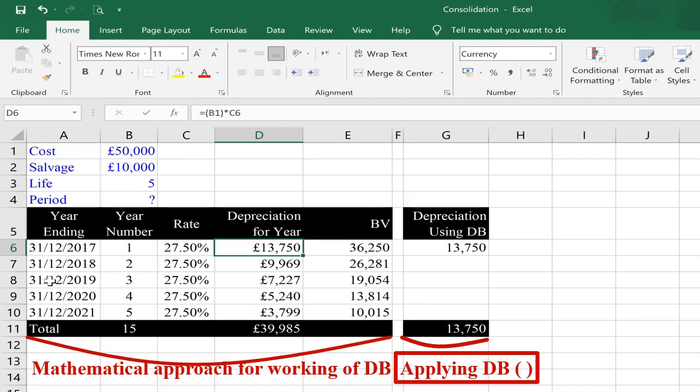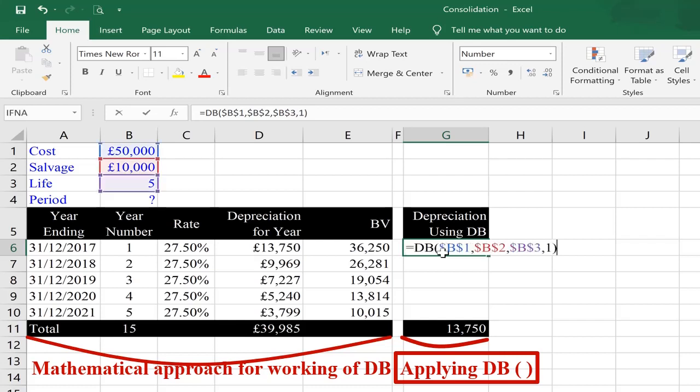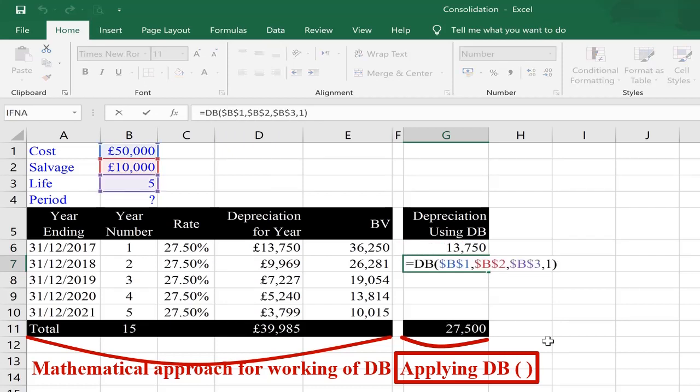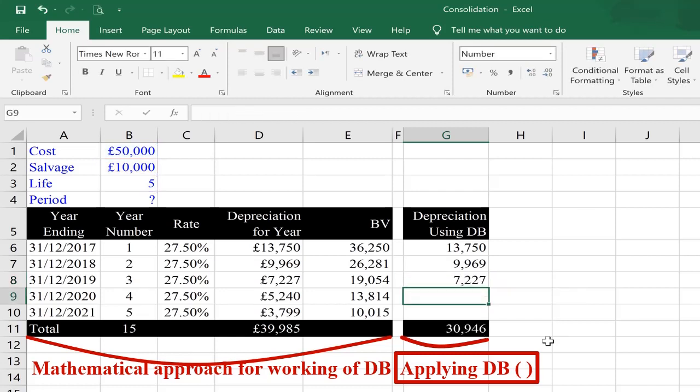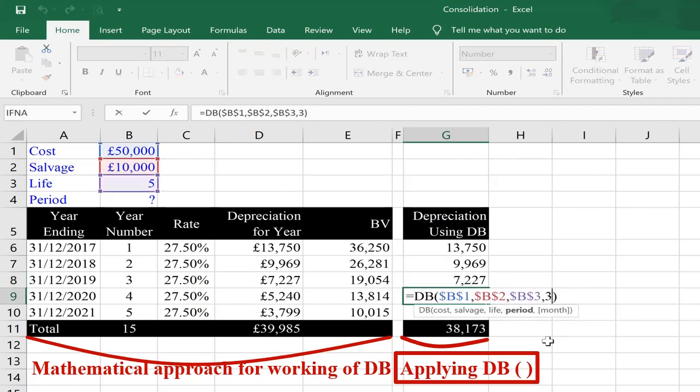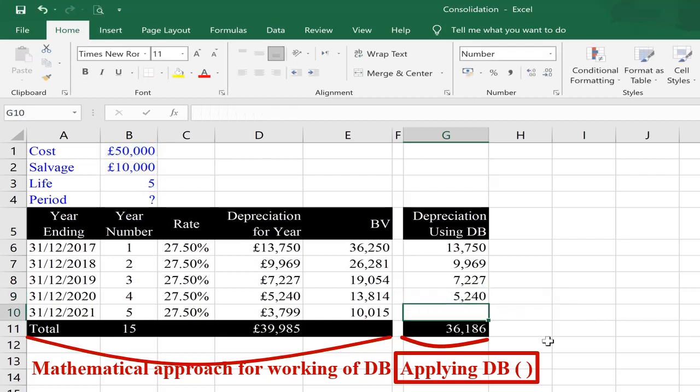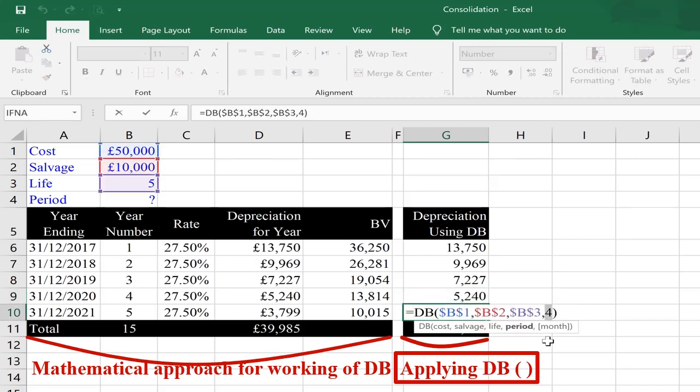Now we are going to apply the declining balance function right over here. Cost comma salvage comma life comma period. Period is number 1, meaning the first year of depreciation. Copy for period number 2, copy for period number 3, meaning year number 3, and copy for year number 4, and lastly for year number 5.